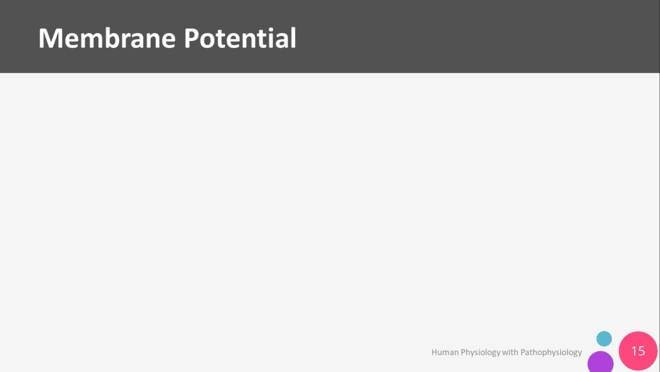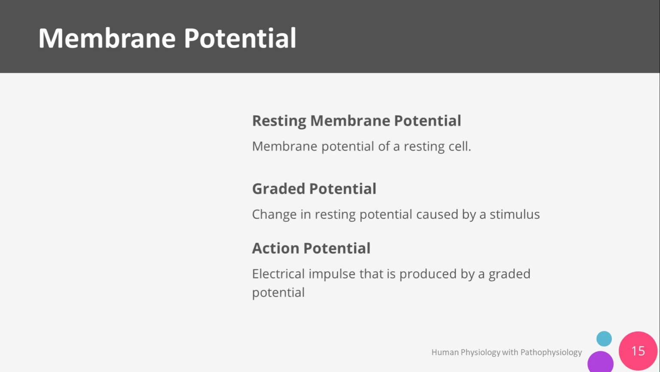Let us talk about how neurons communicate and send signals. All plasma membranes produce electrical signals by ion movements, and this is called the membrane potential. The difference in the electrical potential, or the electrical charge, between the inside and the outside of the cell is measured in volts. The membrane potential can be broken down into three main groups: the resting membrane potential, a graded potential, and an action potential.